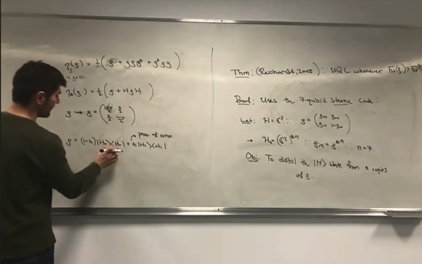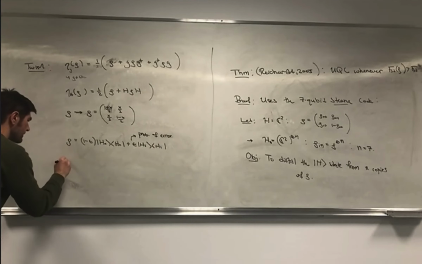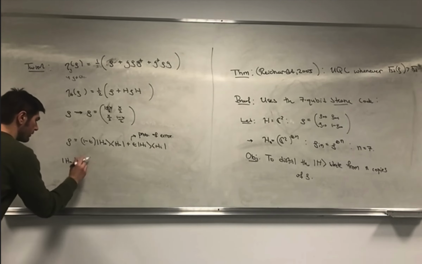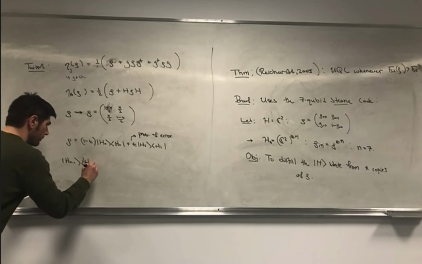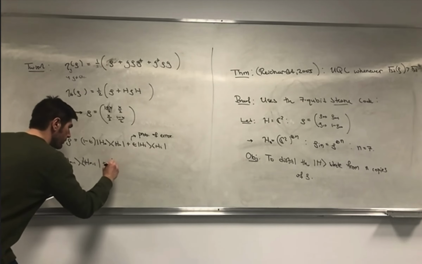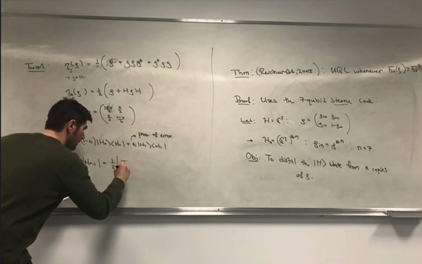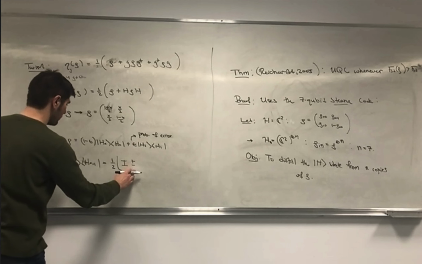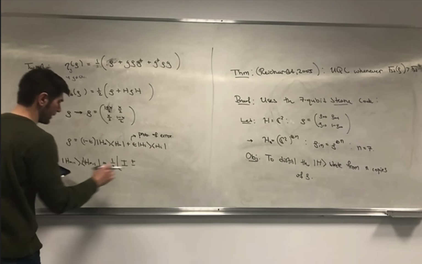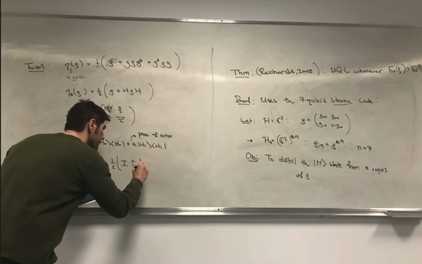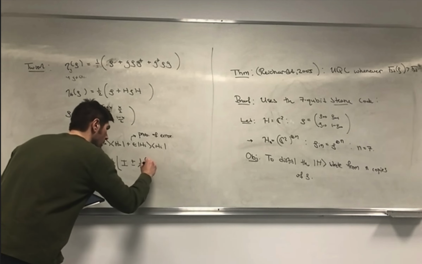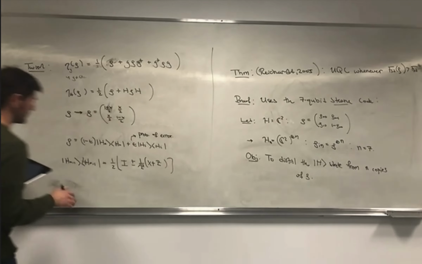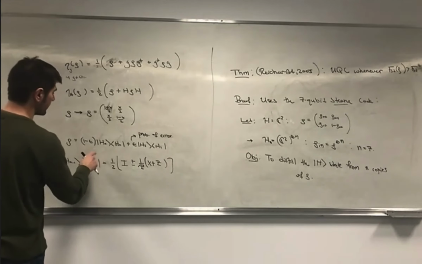And so since I actually know what these states h0 and h1 are, they are equal to 1 over 2 I plus or minus, plus if it's 0, minus if it's 1, 1 over the square root of 2 x plus z. Okay, so this is what h0 or 1 look like in terms of the Paulis.